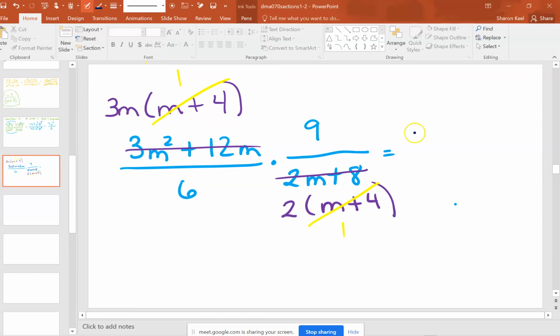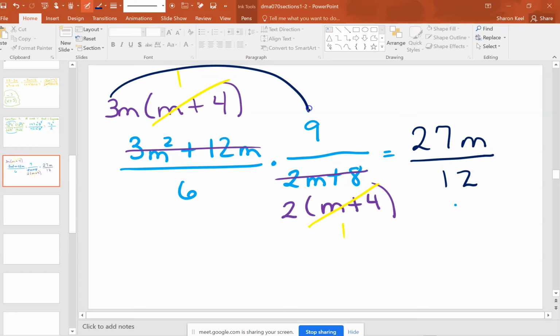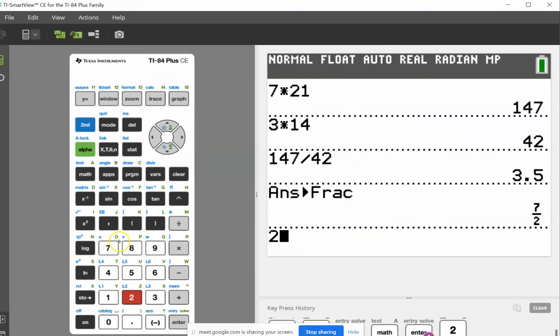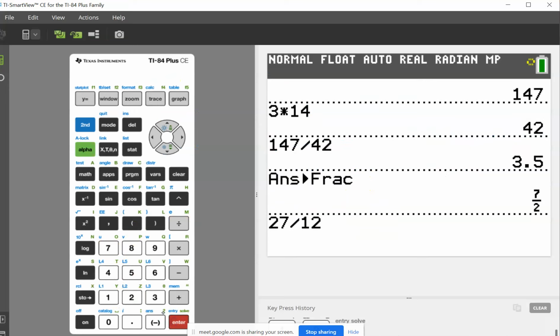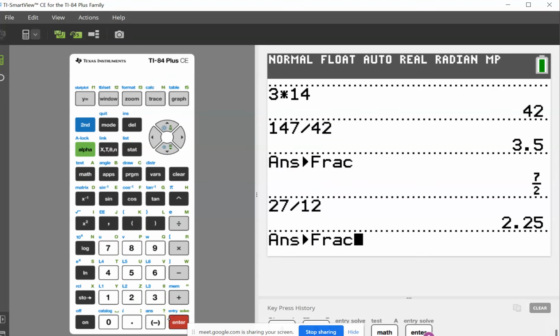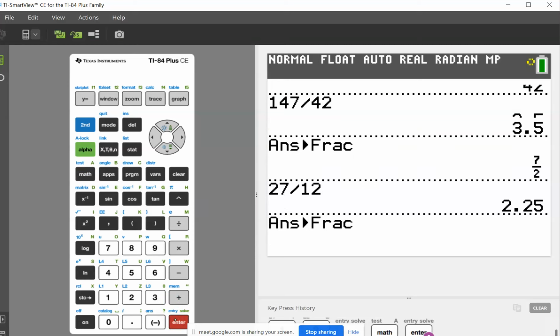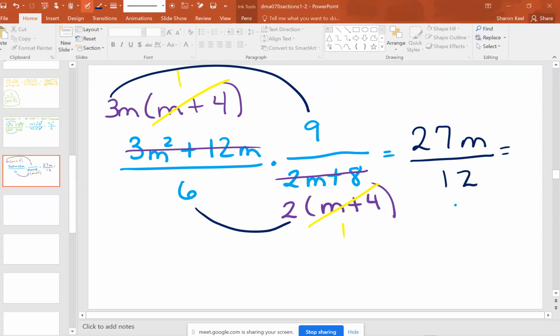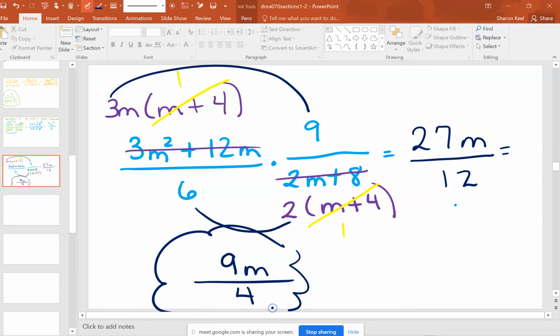3 times 9 is 27, and we have the letter m. On the bottom, I have 6 times 2, which gives me 12. So I did 3 times 9, and I did 6 times 2. I still need to simplify. Feel free to use your calculator. 27 divided by 12, math, enter, enter. One more time, 9 over 4. So we have 9 over 4, and I still have the m that's on top. So that would be your final solution.